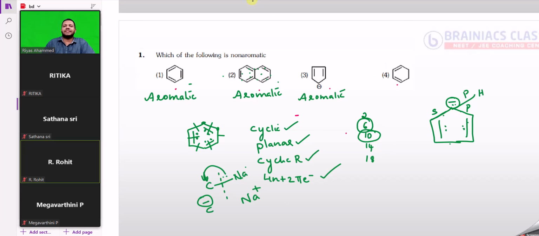Now we can easily say the answer is the fourth option. Here we can easily see double bond, double bond, again single bond, single bond, single bond, so there is no cyclic resonance. Also here you have two hydrogen atoms, so its hybridization will become sp3. Here also you have two hydrogen atoms, so its hybridization will become sp3. So from this I can easily say this is non-aromatic in nature. Clear? Is this clear for all of you?